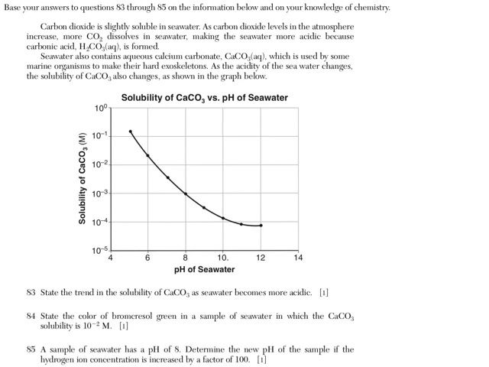Number 83 says, state the trend in solubility of CaCO3 as seawater becomes more acidic. So as seawater becomes more acidic on this graph, what happens to the amount of CaCO3 that dissolves? The trick here is you have to see it becomes more acidic. That means we're actually reading it towards the left, because acidic is lower numbers. If you're reading it from left to right, saying as time goes on or something, you're not going to get this right. It's saying as your pH becomes lower.